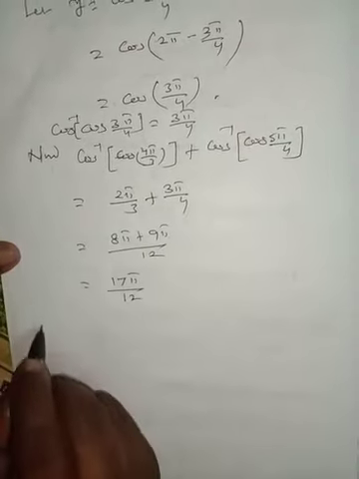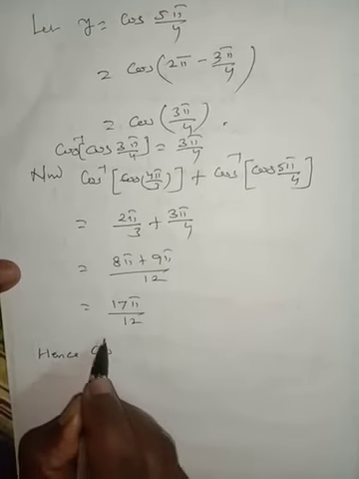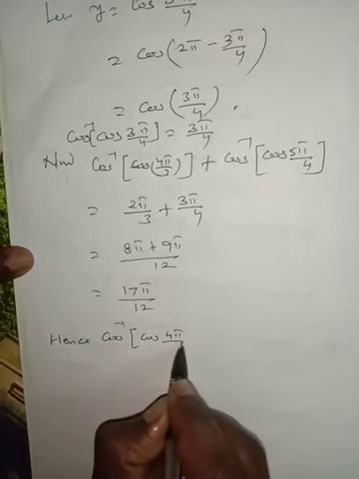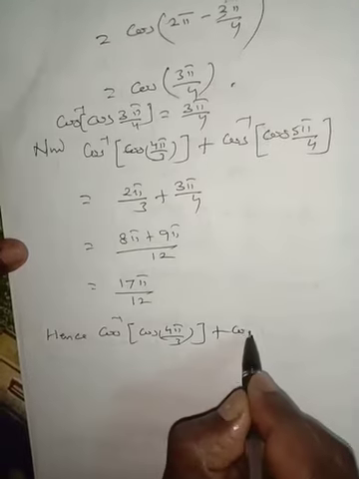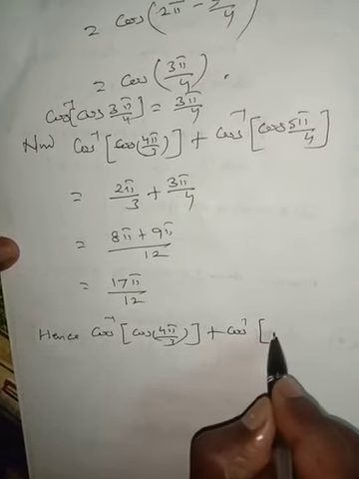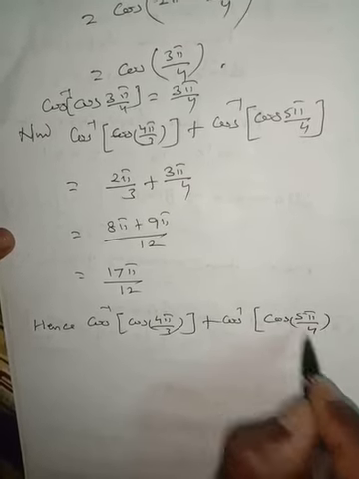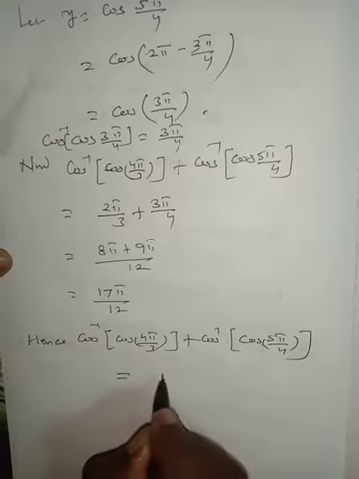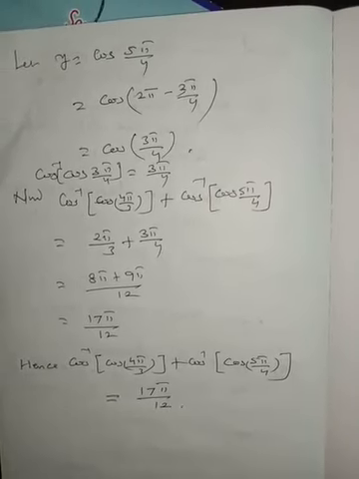Hence the value of cos inverse of cos 4 pi divided by 3 plus cos inverse of cos 5 pi divided by 4 is equal to 17 pi divided by 12.